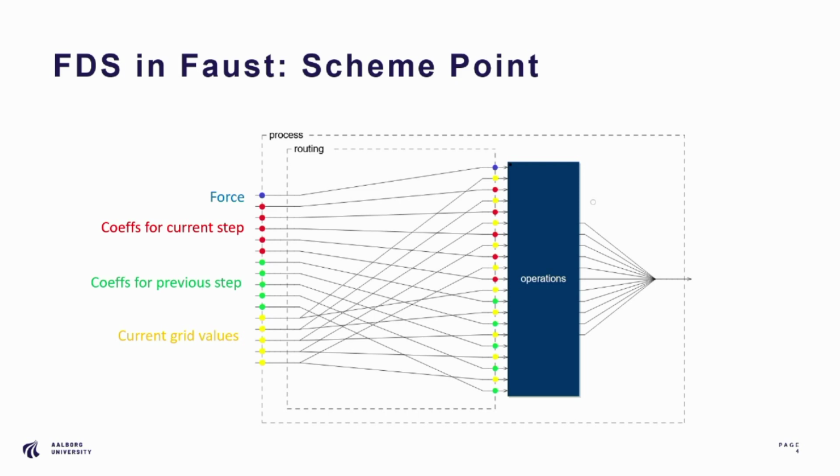So here we see how a single grid point calculates the value for the next time step based on an input of an external force, the scheme coefficients, and the neighboring values. And we see that the routing distributes the current grid values, pairs them up with the coefficients, and for the coefficients for the previous time step internally in this operation block, appropriate delay is applied, and then the output of that whole block is the next state of this single point in the grid at the next time step.